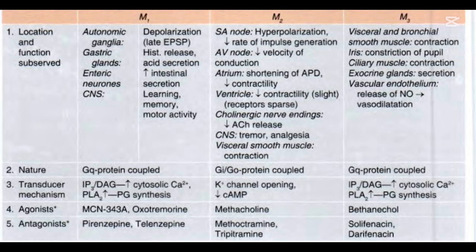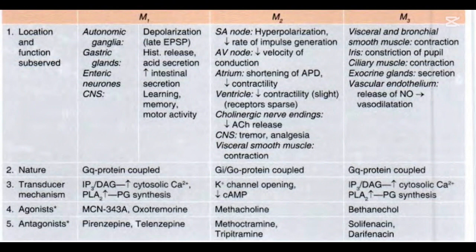Now, what is the nature of these neurons? What receptor do they bind to? They bind to the Gq receptor. Don't forget, they can be found in autonomic ganglia, gastric glands, and the enteric nervous system. The Gq receptor is very important because M3 is also a Gq receptor, but the difference between M1 and M3 is just where they are found.